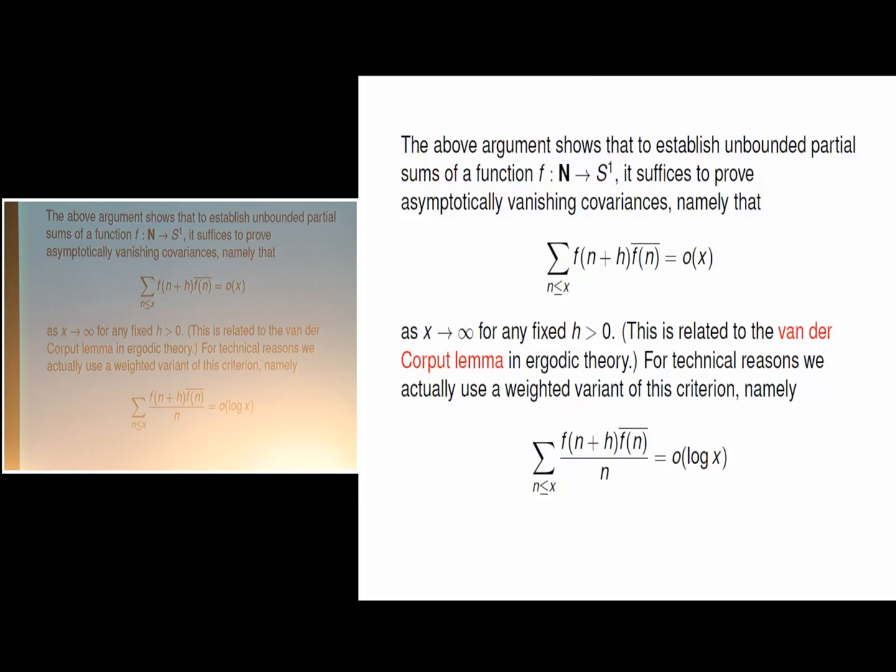It turns out that, for technical reasons, we don't focus on these averages. We focus on a smooth version, what I call a logarithmically averaged version of these averages, where you divide by n.